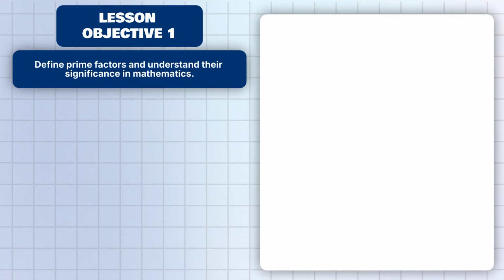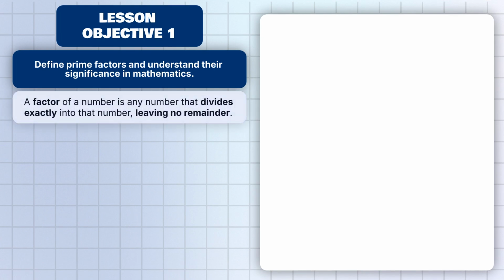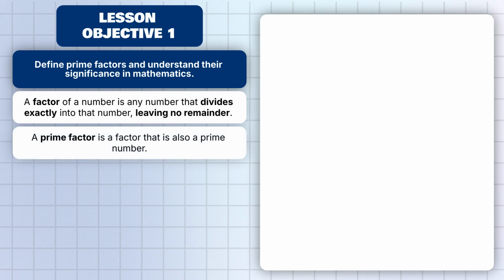Let's look at defining and understanding prime factors. First, we must define prime factors. When we talk about factors of a number, we mean numbers that divide into it exactly without leaving a remainder. Prime factors are simply those factors which are prime numbers themselves. Remember, a prime number is a number greater than 1 that has no other factors besides 1 and itself.